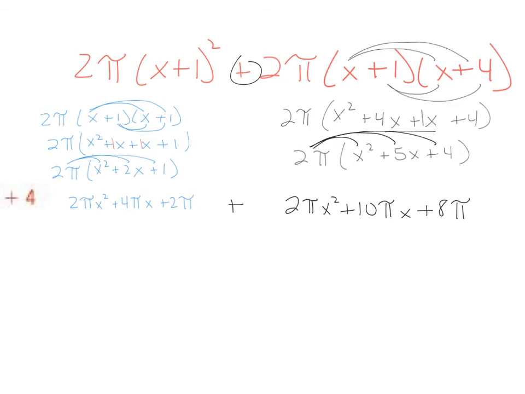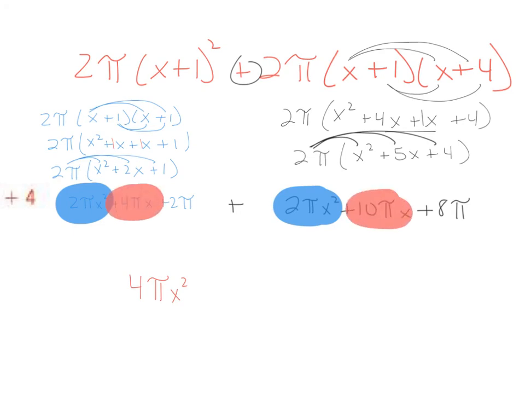Okay, so now all of this is addition, so I'm going to put an addition sign here in the middle. Now, when I look at this, because they all have pi's involved, we can combine like terms. So I've got 2 pi x squared and 2 pi x squared. So that's going to be 4 pi x squared. Again, I'm adding, so I don't change my exponent. I only change the exponent when I multiply. All right, and then the next guy, I've got 4 pi x and 10 pi x. So that's going to be 14 pi x. And then on the last one, I've got a 2 pi and an 8 pi, and that's going to end up being 10 pi.